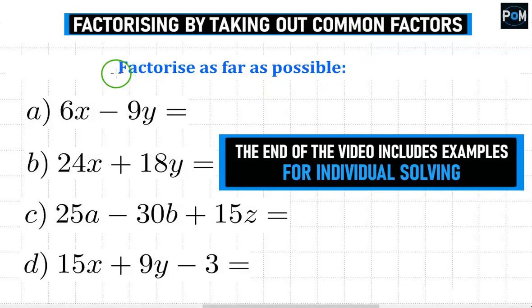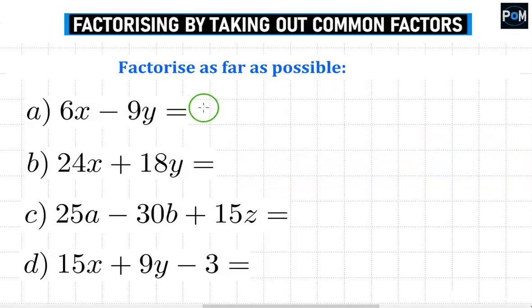The task's instruction is to factorize as far as possible, and there are various levels of understanding when it comes to this issue. We'll start from the beginning. In examples like this, we can take out a common factor in front of the bracket. The number we can factor out here would be such a number that would allow us to simplify both 6 and 9. We can simplify 6 and 9 by 3, so we take out a number 3.